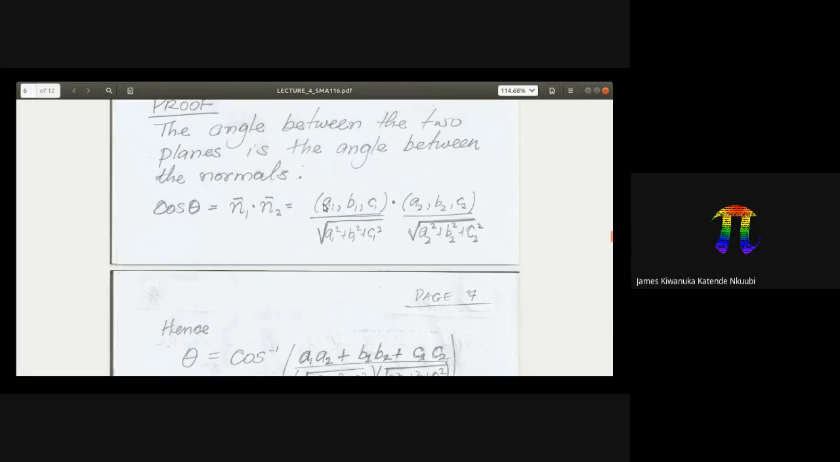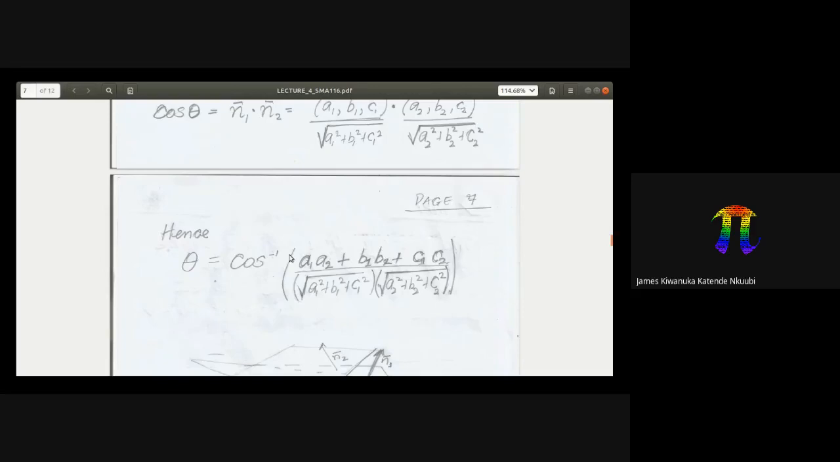So that gives us, if you get the dot product of n1 and n2, we work it out here. And now to find theta, we have to get the cos inverse of this. You work this out. You'll have a1 a2 plus b1 b2 plus c1 c2, which is what appears here. Then at the bottom, you just multiply these two quantities. And there you are.